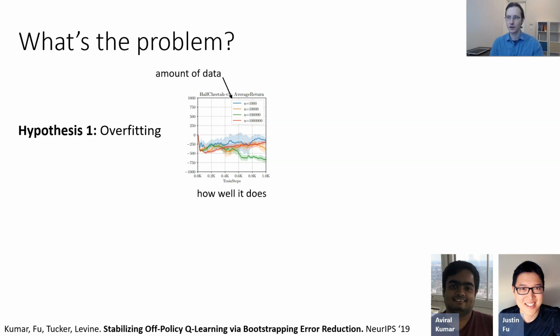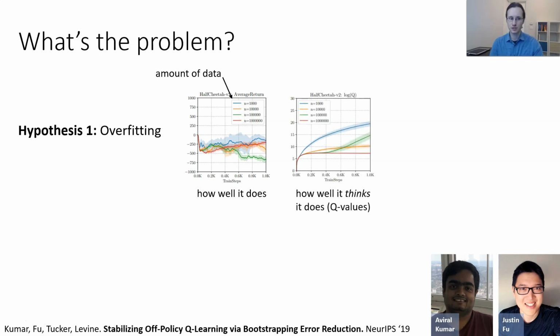So you can see here we're varying the data by orders of magnitude, and there's basically no difference. A good reward on half cheetah would be something around 8 to 10,000, and here we're getting a negative reward. And it doesn't actually improve as we increase the amount of data. So the red line, which has 1 million data points, is about the same as the blue line, which has 1,000.